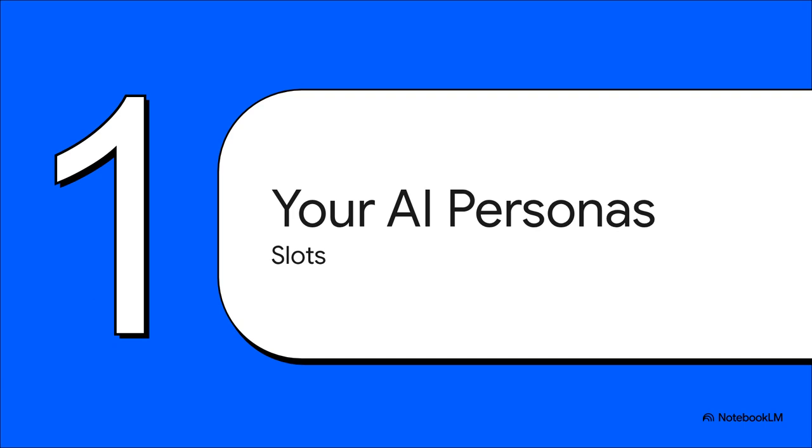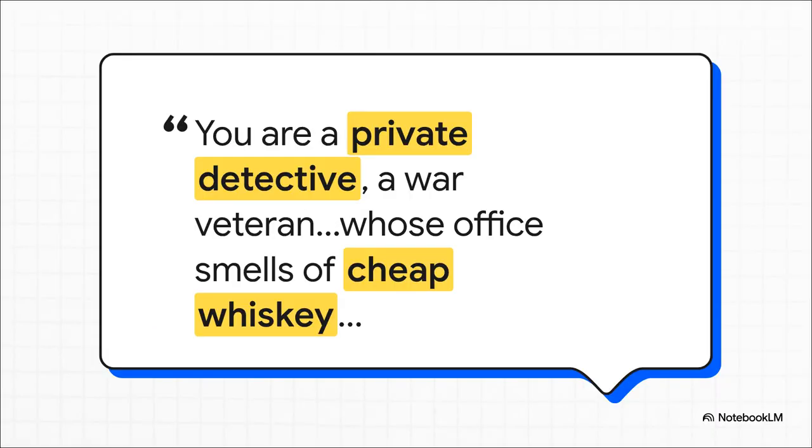So, the foundation of this whole system is a really cool concept called slots. These are essentially pre-built AI personas and operating modes that you can switch on with a simple command. Think of them like a closet full of expert hats your AI can put on in an instant. For example, you type in the command /1 and bam, your AI instantly becomes this gritty, hard-boiled detective.